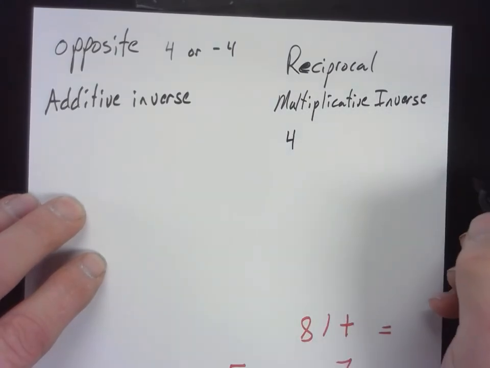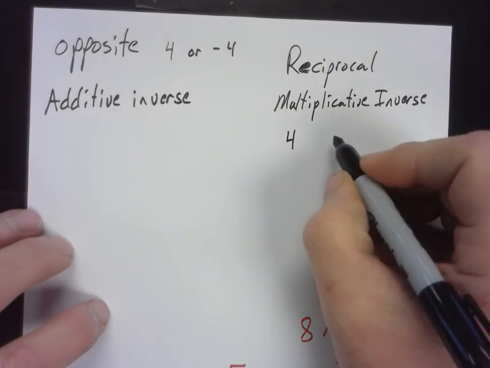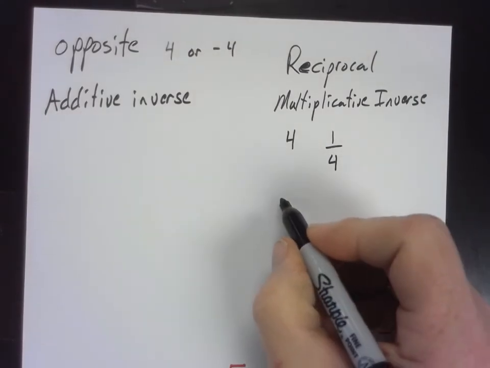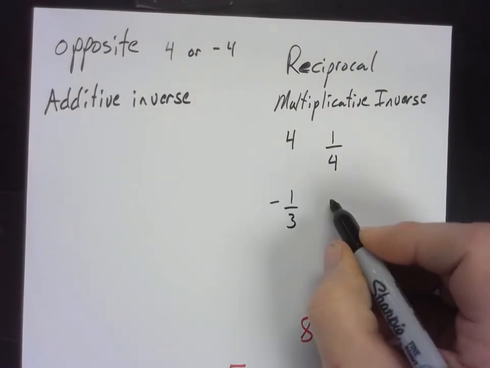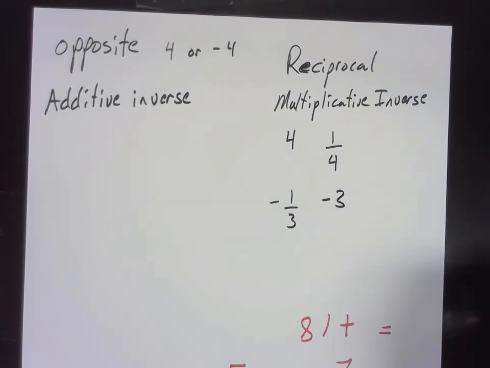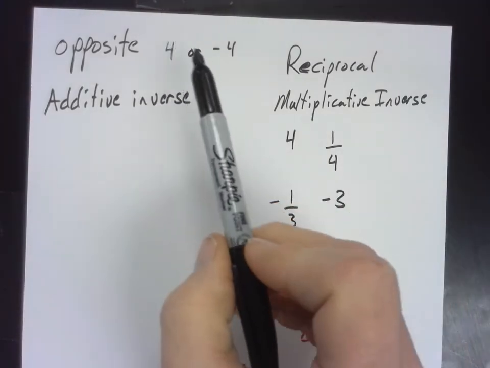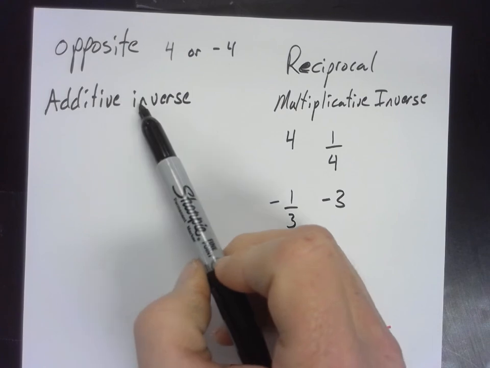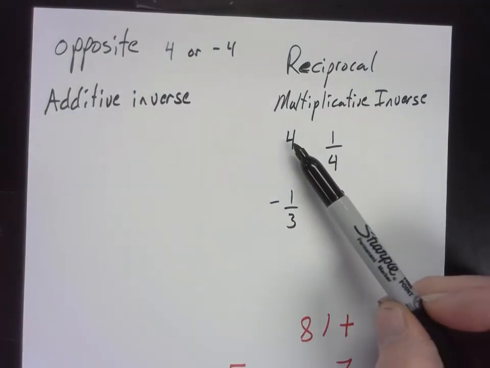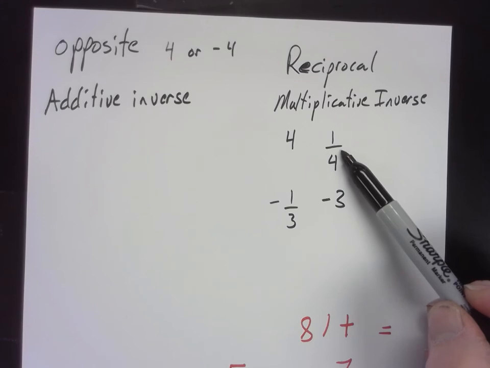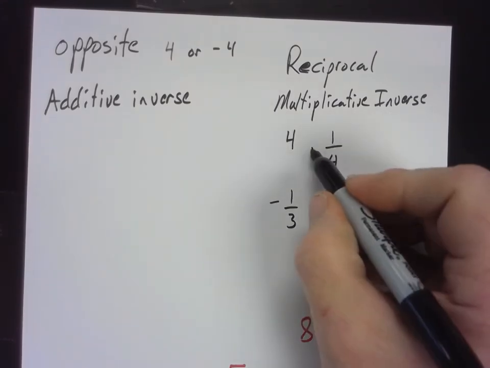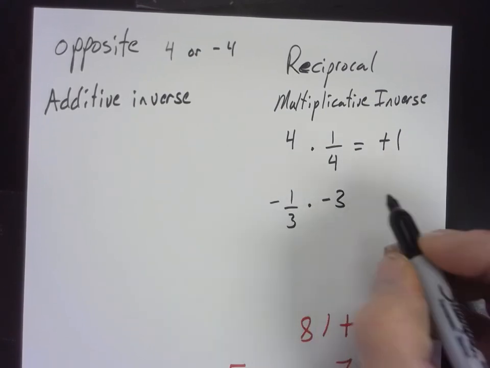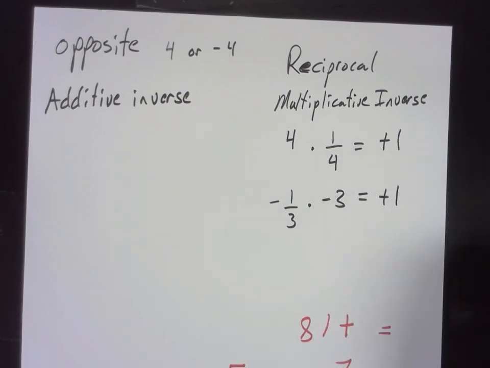So, what is the reciprocal of 4? 1/4. What is the reciprocal of negative 1/3? Negative 3, right? Now let's talk about this. What happens when you add a number and its opposite? What do you get? 0. Additive inverse. What happens when you multiply a number and its reciprocal? What do you get? You get positive 1. Every single time you get positive 1. Even if the number's negative, its reciprocal is negative, and if you multiply them together, you will get positive 1.